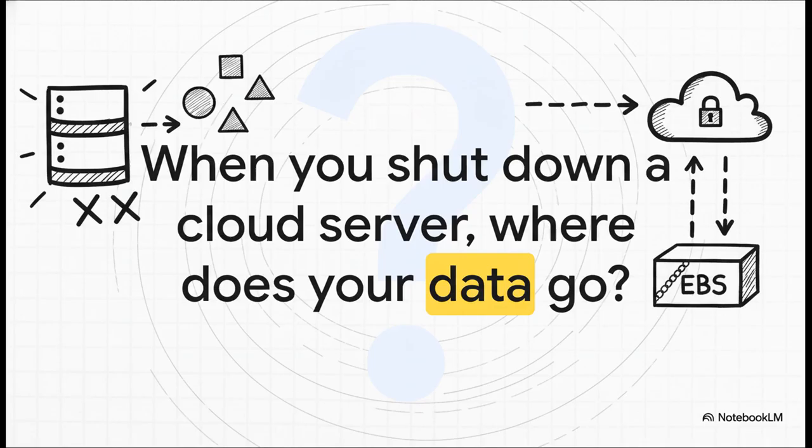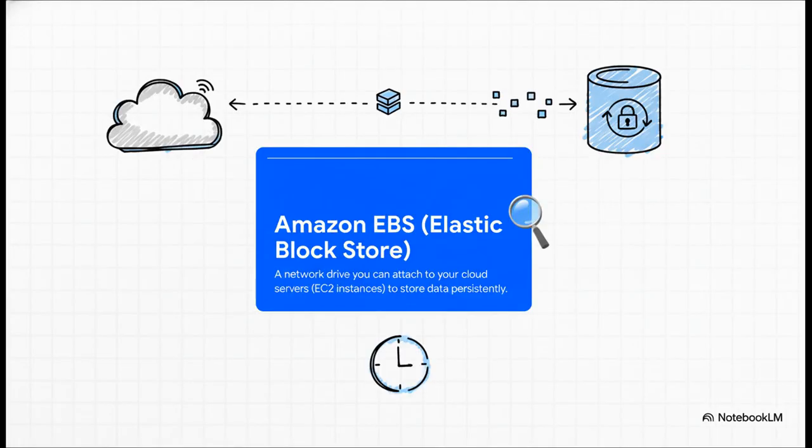You've got an application running on a cloud server, an EC2 instance, and you shut it down, or maybe you even terminate it completely. What happens to all the data you stored on it? Does it just vanish into thin air? Well, the answer and the trick to saving that data is a service called Amazon EBS. You can think of it as a network drive that you plug into your servers. Its whole reason for existing is to provide persistence.